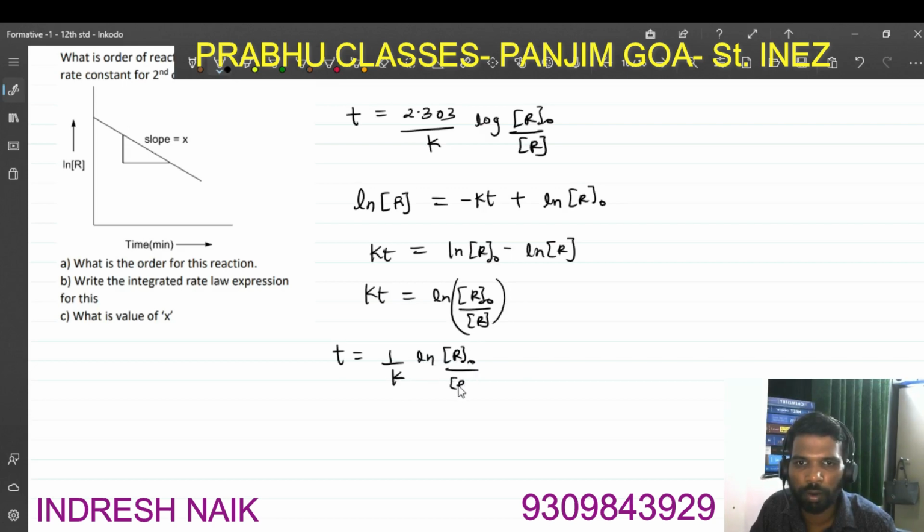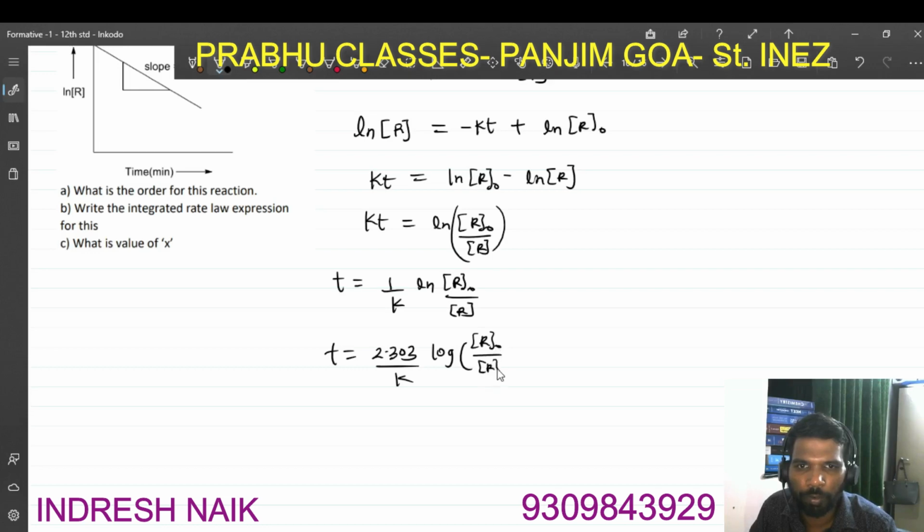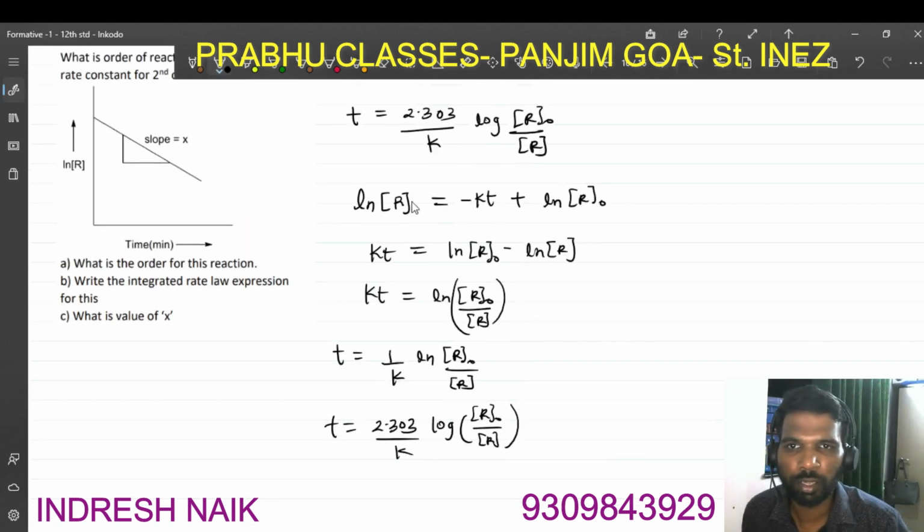r0 by r. To convert the natural logarithm into logarithm, we multiply by a factor of 2.303. Then we convert this log of r0 by r this way. So we are getting it this way. What starting point is this? Starting is this.